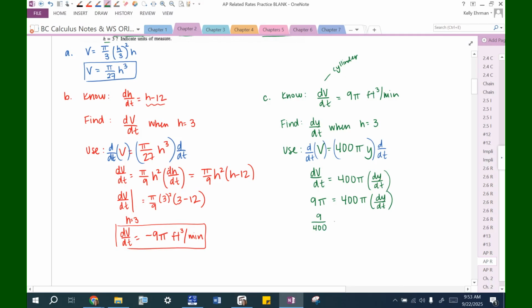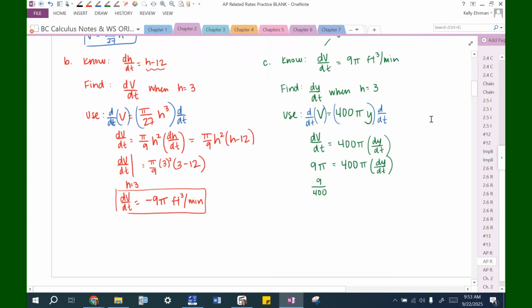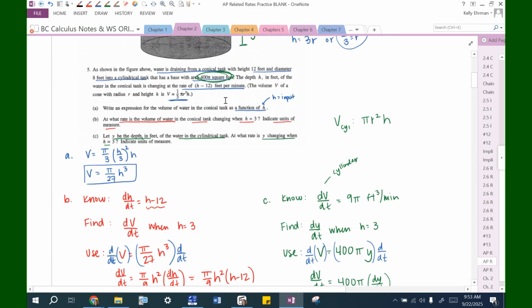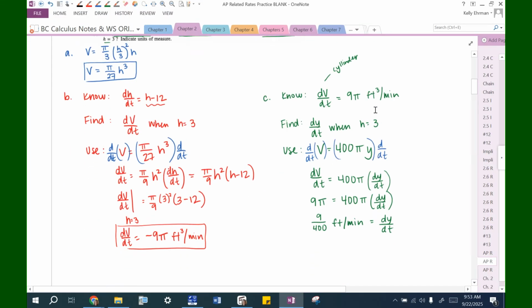And I need units of measure. The depth of this tank is a linear measurement. It's not an area or a volume. So it is back to feet per minute equals dy/dt. This answer makes sense. It's positive because the cylinder is taking on water, so y is increasing.